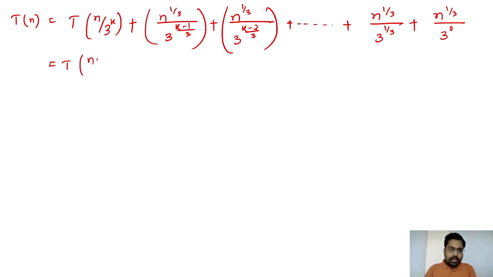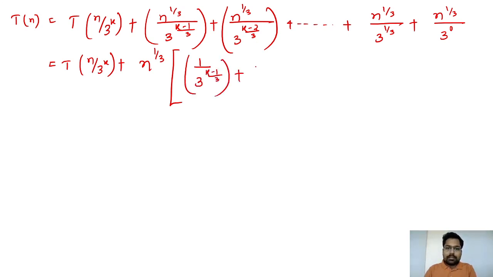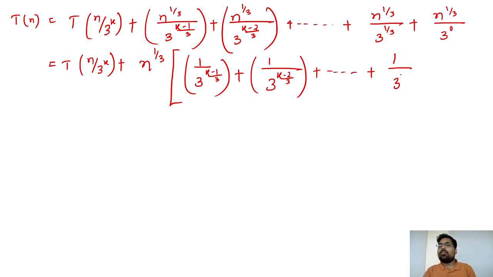Next, T(n by 3 to the power k) plus n to the power 1 by 3. Next, 1 by 3 to the power k, 1 by 3 plus 1 by 3 to the power k minus 2 by 3 plus. It's not that problematic, but sometimes we think it might be a problem which we cannot solve. Okay, so we are thinking, but it's not difficult. We are finding the pattern, that is what we need. Okay, you can check 3 to the power 0. Okay, now I'm ending with it.